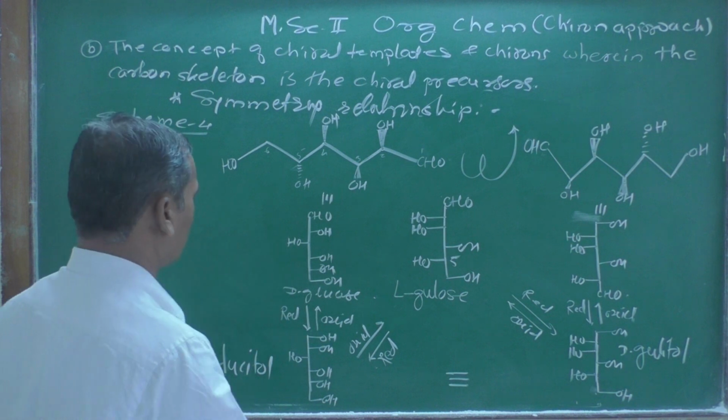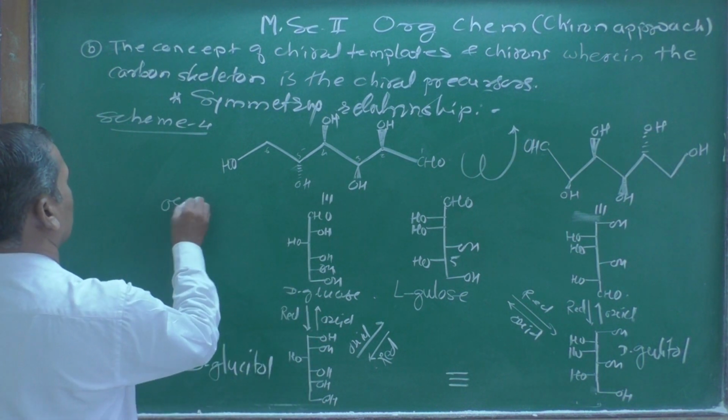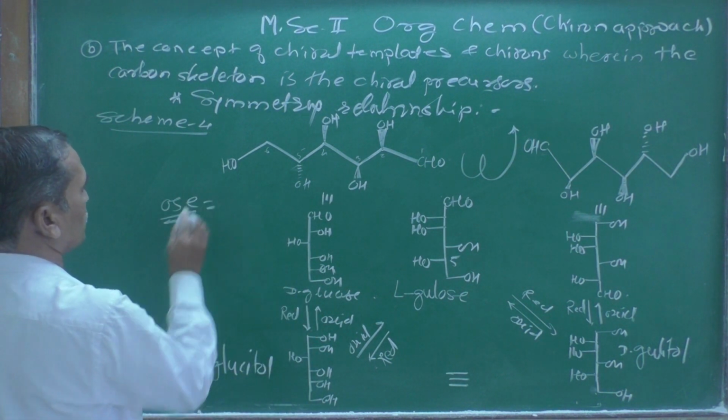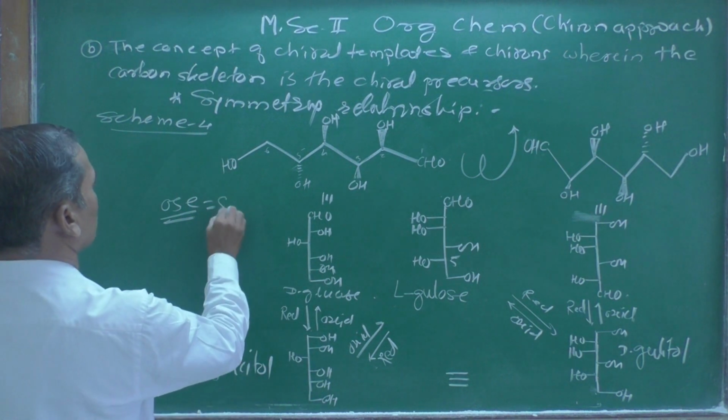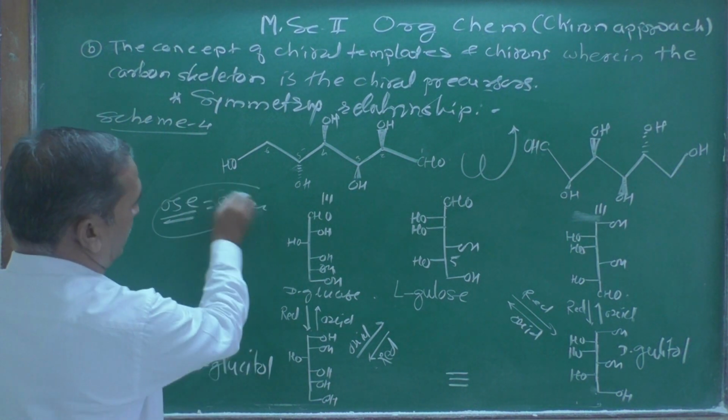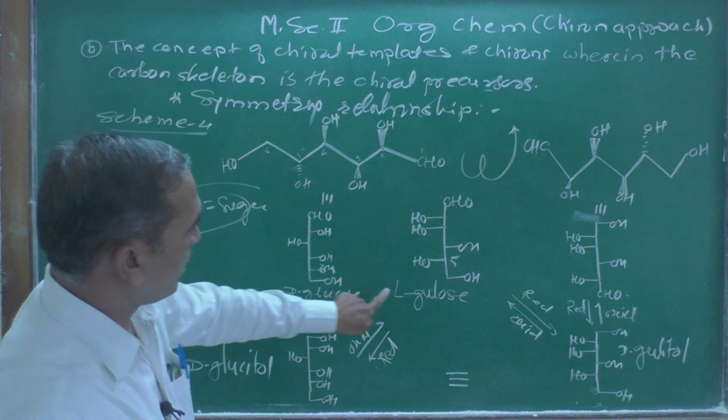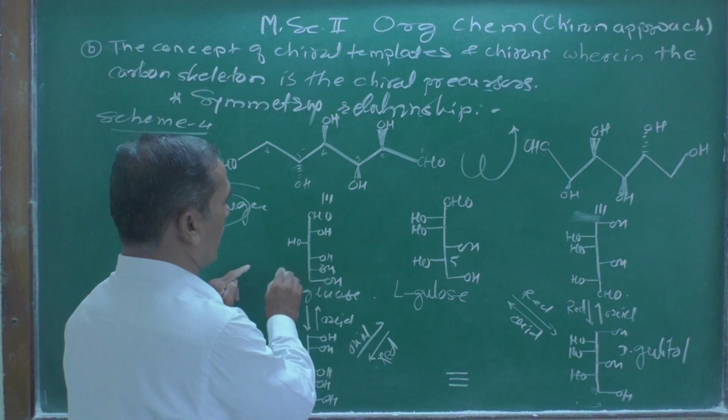Remember, glucose, and we know that OSE, OS means sugar. This OS indicates a sugar unit. So D-glucose and L-glucose differ at C5.